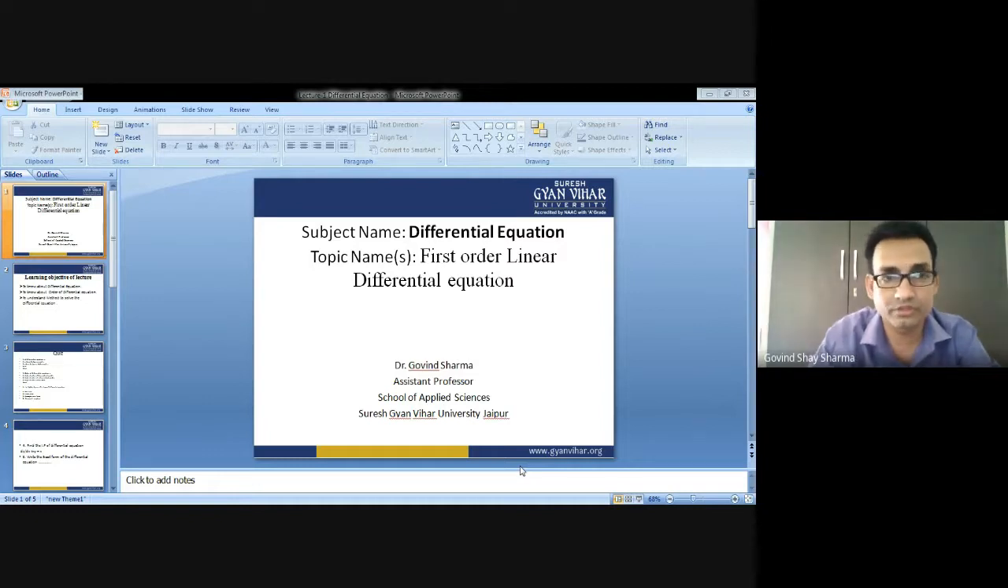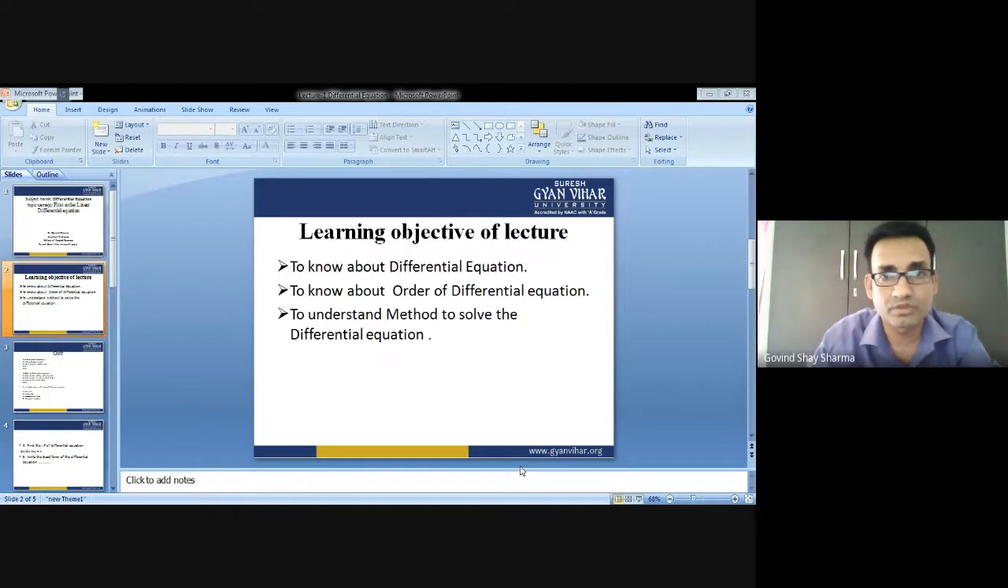Okay, what is the objective of the lecture? After the lecture, the student will be able to understand the meaning of differential equation, what is a differential equation, to know about the order of differential equation, and to understand the method to solve differential equation. Actually, this is the objective of this lecture: to understand about the differential equation.